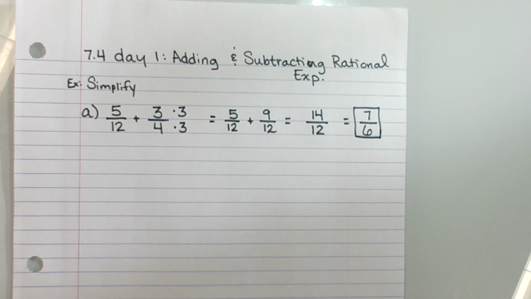Do I have to check for excluded values when it's just plain numbers? No, because there's no way those denominators are going to be 0. A 12 is not 0. A 4 is not 0. A 6 is not 0. No.